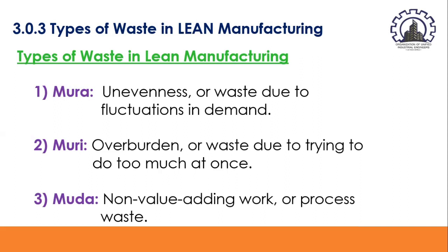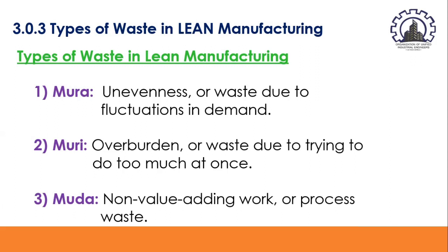And therefore, we conclude that in general, the goal of TPS, or the Toyota Production System, is to eliminate these three types of waste in manufacturing. And the goal is to design a process that runs smoothly, can flex without stress, and eliminates waste as well.